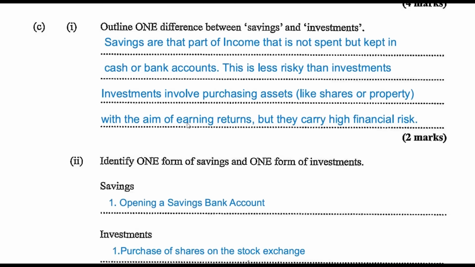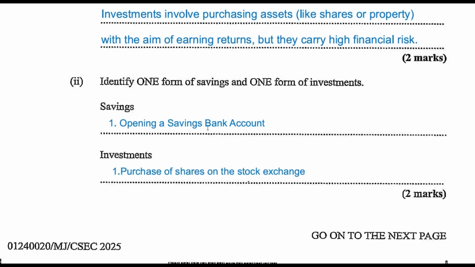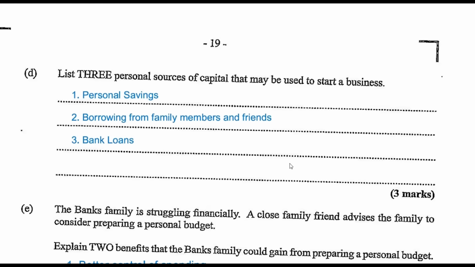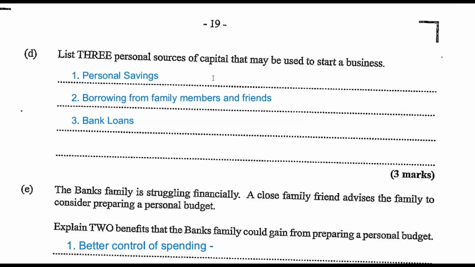Now, part C2. Identify one form of saving, as we would see, a bank account, a savings bank account. Identify one form of investment. Well, this is like the purchase of assets, or we could say purchase of shares on the stock exchange. Part D, guys, list three personal sources of capital that may be used to start a business. Well, this will include personal savings, borrowings from family members and friends, and even bank loans.